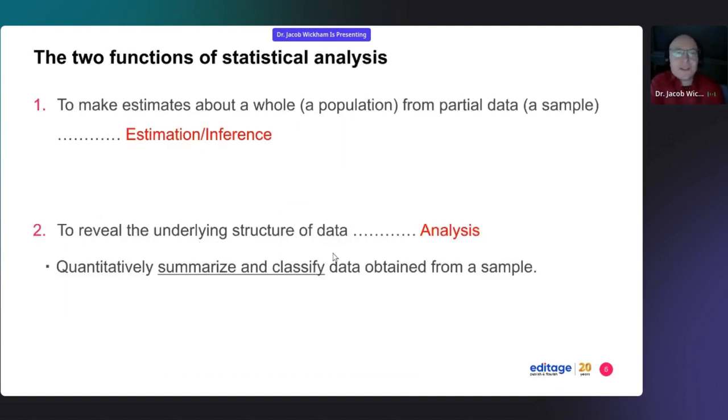So, two main functions of statistical analyses. One is to make inference about a whole population. So you'll be making some conclusions, some estimates or inferences of an entire population from a partial data set. And the partial data set is your sample. Another function of statistical analysis is to reveal the underlying structure of your data.